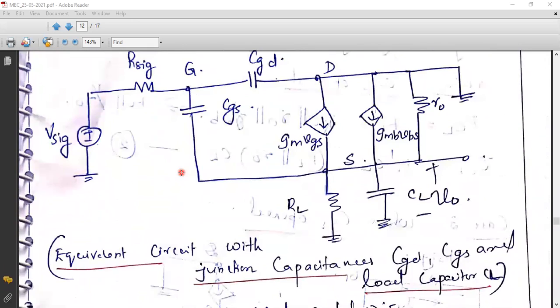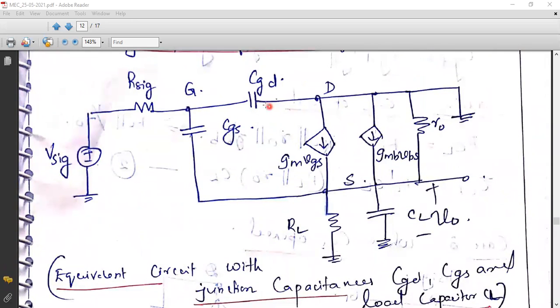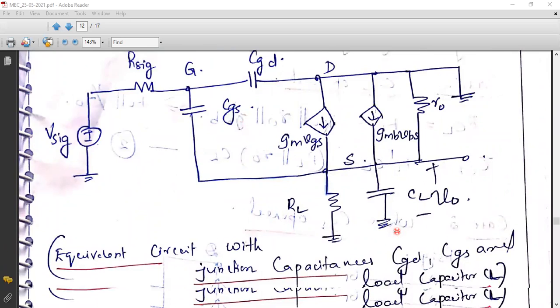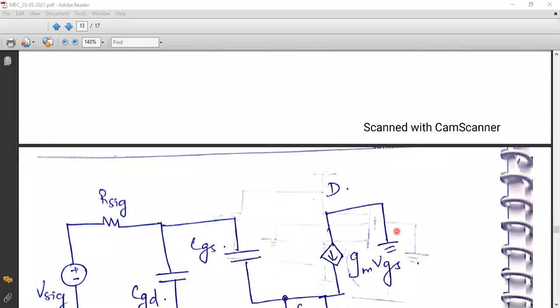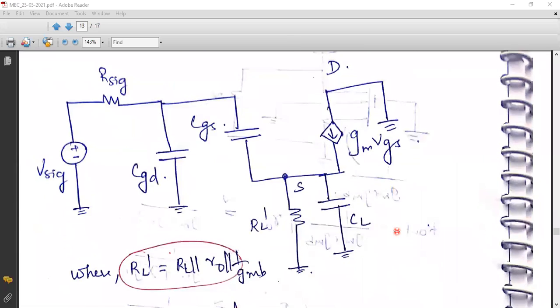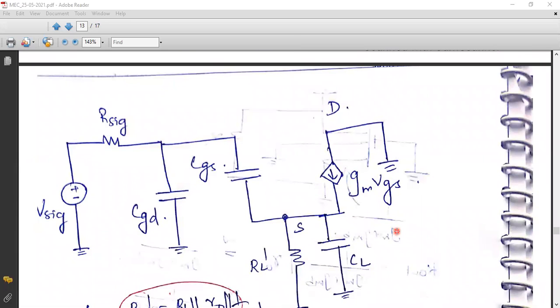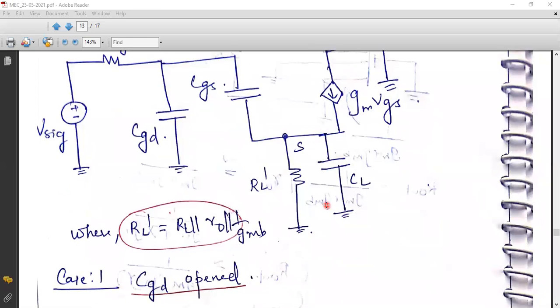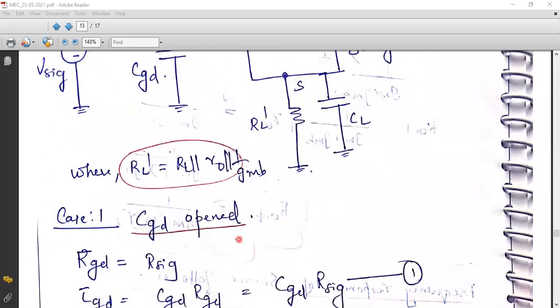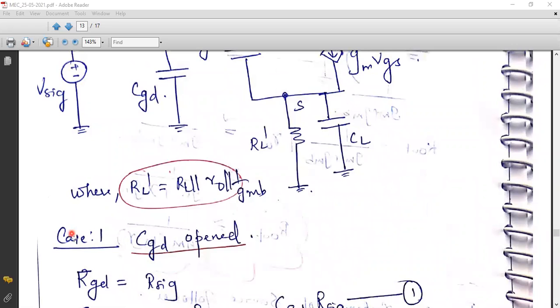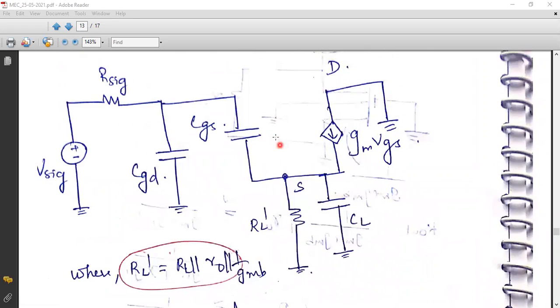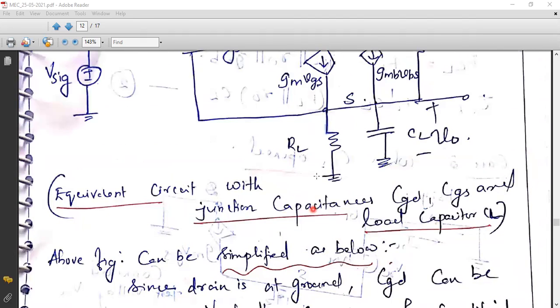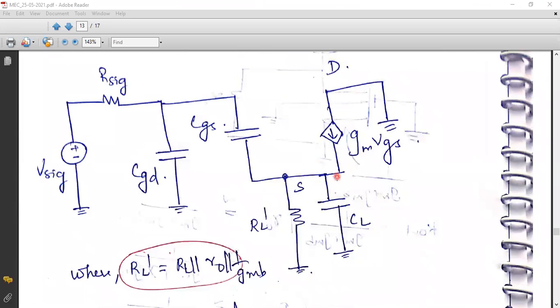If you see the circuit diagram, you know that there are three capacitances, CGD, CGS, and CL. So we will take them one by one. First, let us take the effect of CGD. So redraw the circuit, then we will take case one. Before analyzing case one, let us redraw this equivalent diagram.